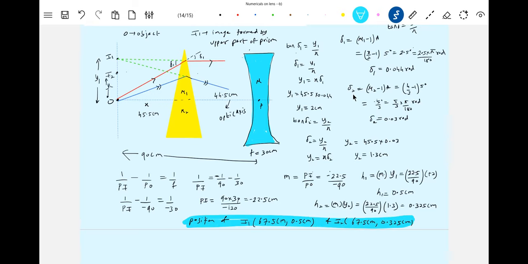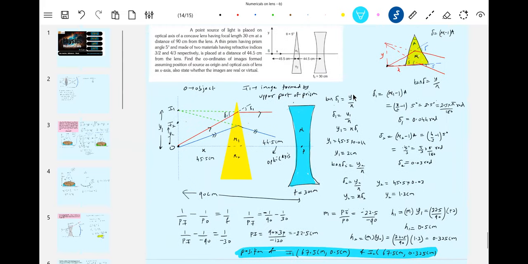Can you show that in the diagram? So that will be here. This length was how much? 44.5 centimeter. This is the optic axis. The images will be somewhere here, 67. This will be I1. This will be I2. Okay.